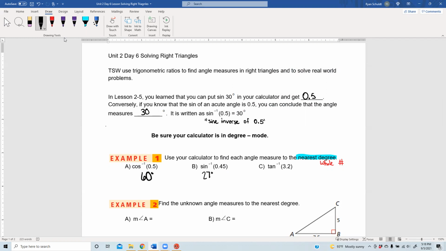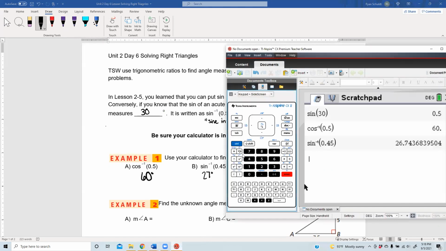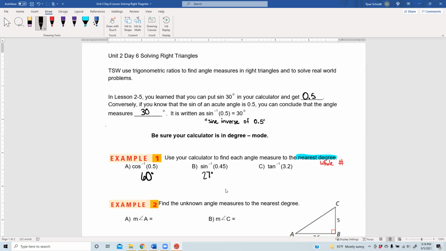Now, I want y'all to pause this video and try the tangent inverse of 3.2 in your calculator if you haven't already. Pause the video, try it, and see what you get. So I'm going to do the tangent inverse of 3.2. I get 72.6, so 73 degrees.